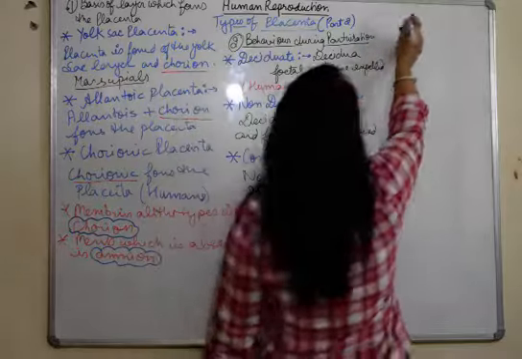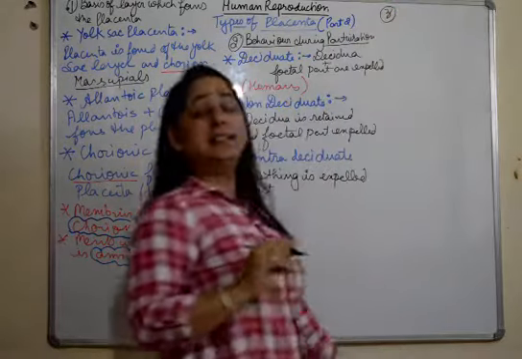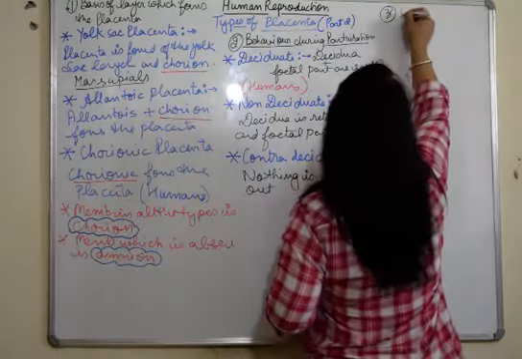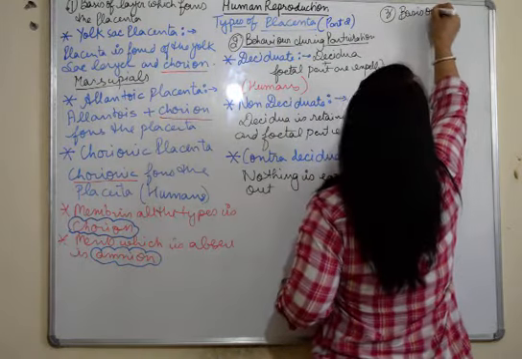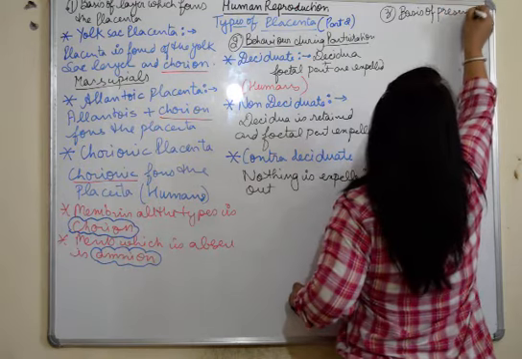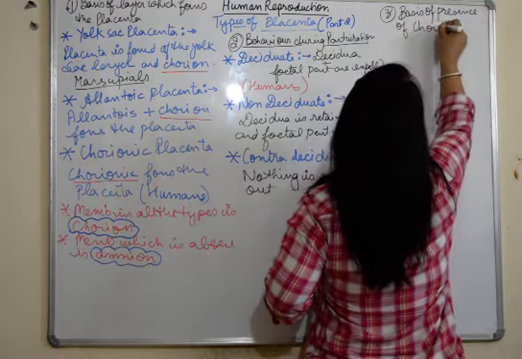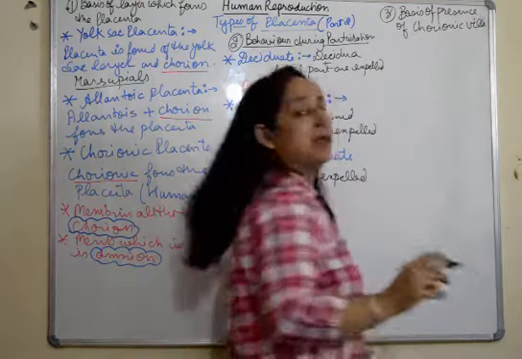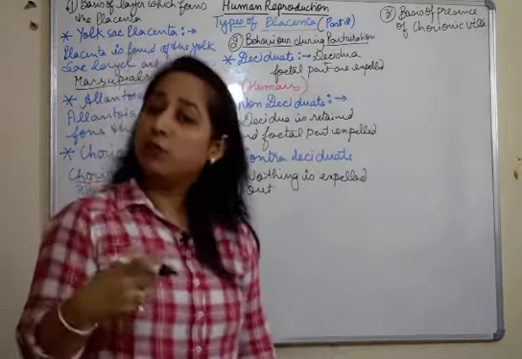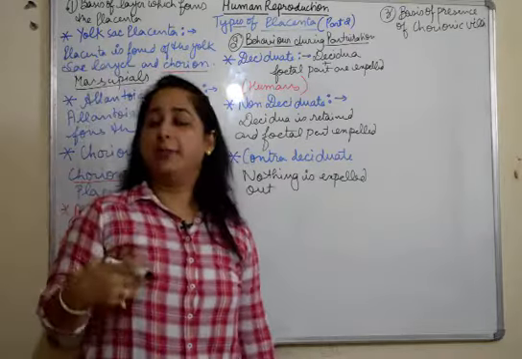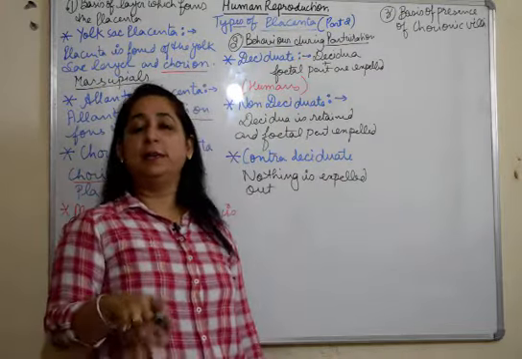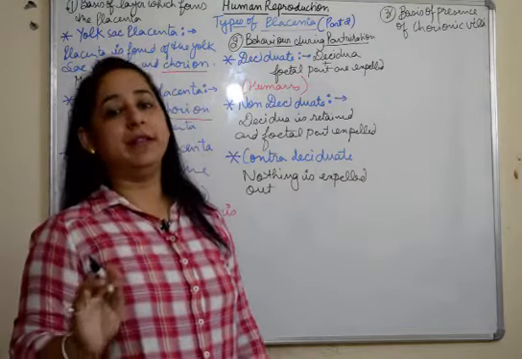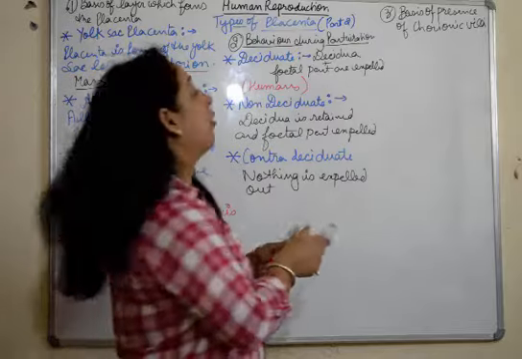Next type, the third type of placenta, is on the basis of presence of chorionic villi. We all know what chorionic villi are. By this time we must be knowing that the villi which arise from the developing embryo and embed in the wall of the endometrium are known as chorionic villi. So on the basis of the arrangement of chorionic villi, this is the next division of placenta.